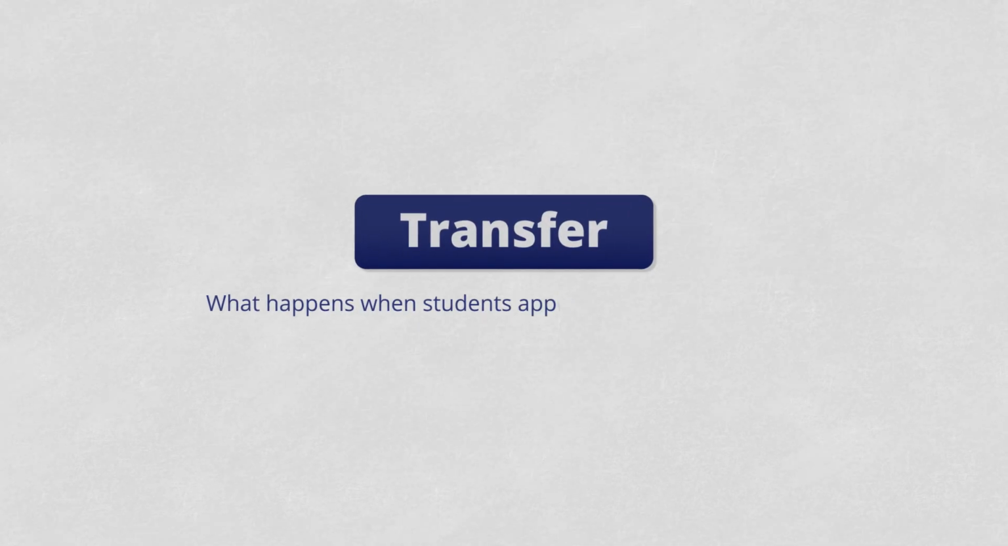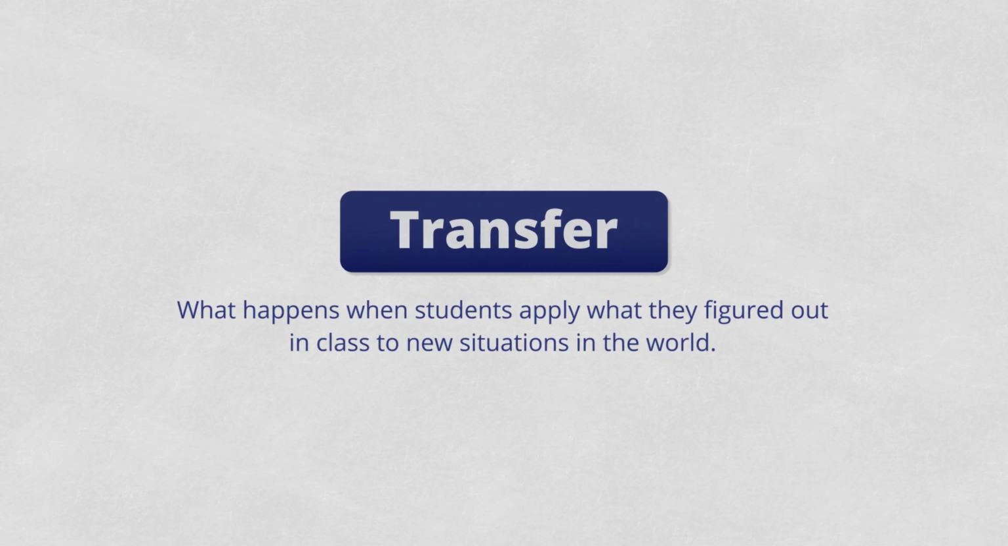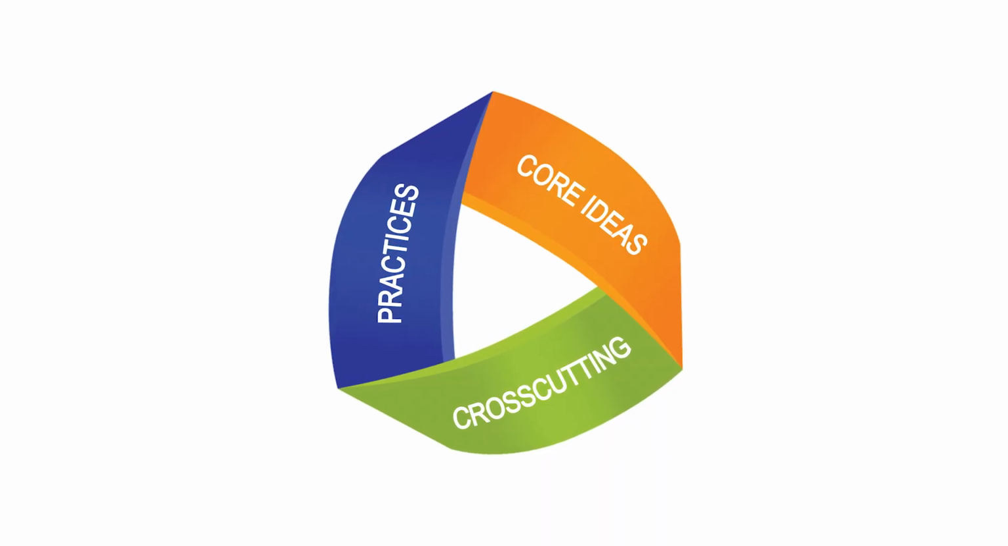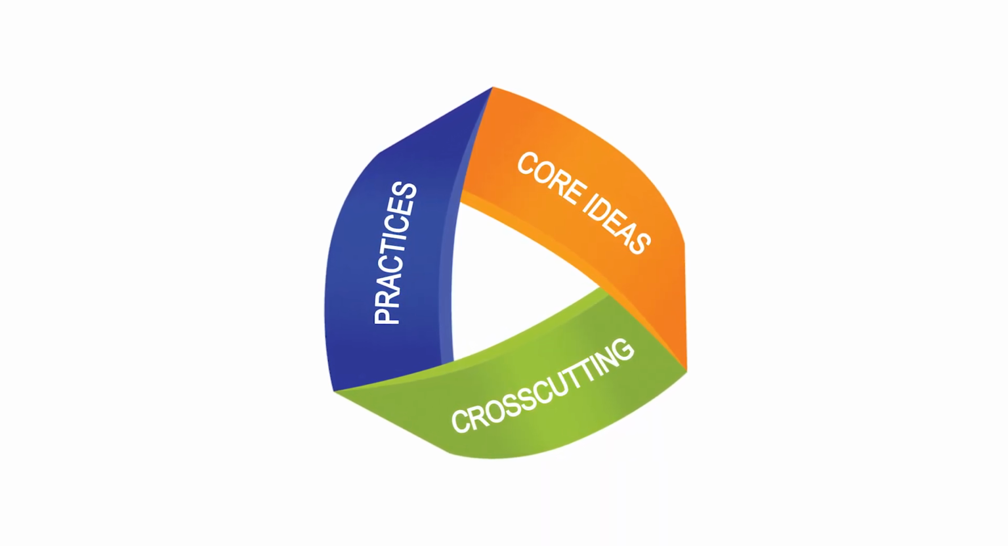Transfer is what happens when students apply what they've figured out in class to make sense of new situations in the world. With three-dimensional science learning, we aren't teaching students to memorize facts. We are asking them to use ideas, practices, and cross-cutting concepts flexibly.